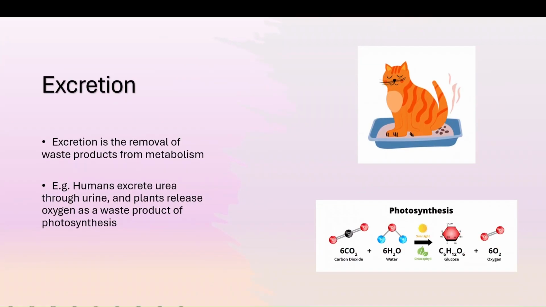Next is excretion. Excretion is the removal of waste products that have been produced inside the body from metabolic processes. This could be respiration or digestion. Without excretion, toxic substances would build up and harm the organism. So, for example, humans excrete urea.